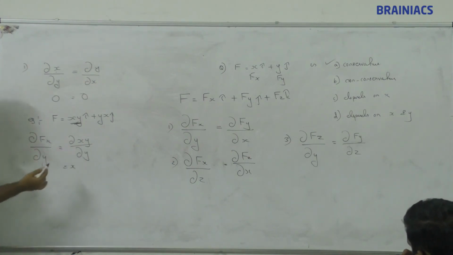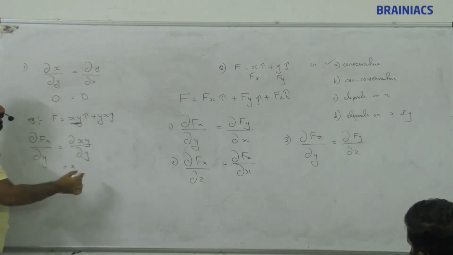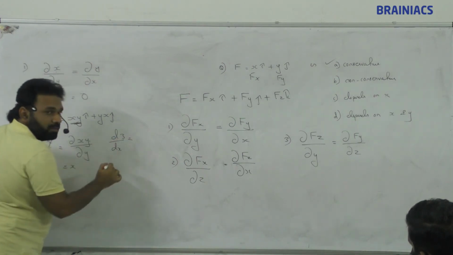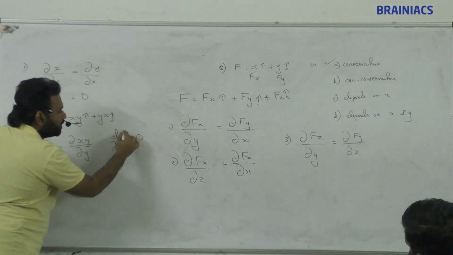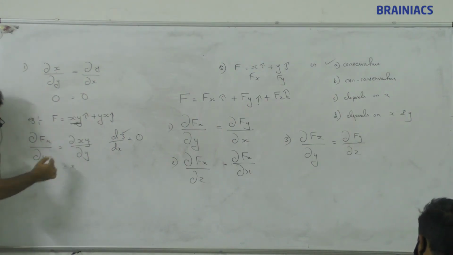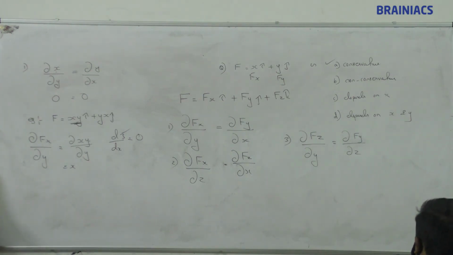So it need not be that this will always be 0. If y is there, it will not be 0. When x is there, d/dx of 3 is what? 0. This is a constant. So in the same way, with respect to y, x and z will become constant. That is what partial differentiation is. Clear, all of you?